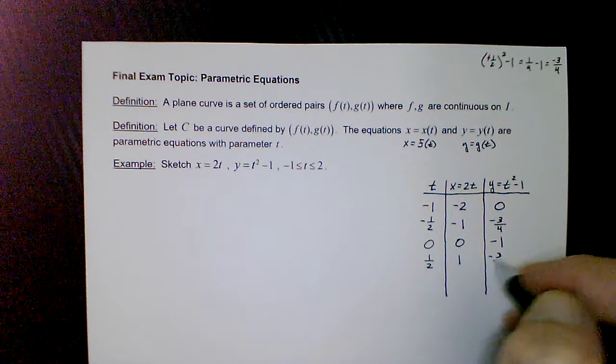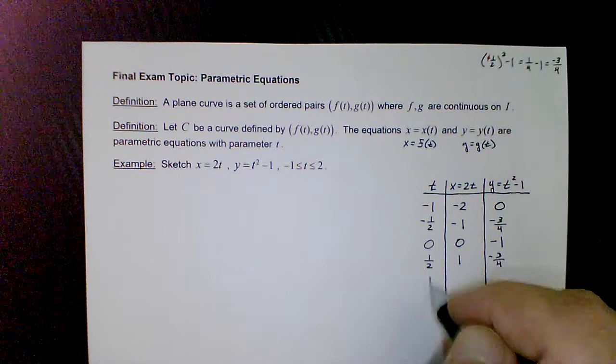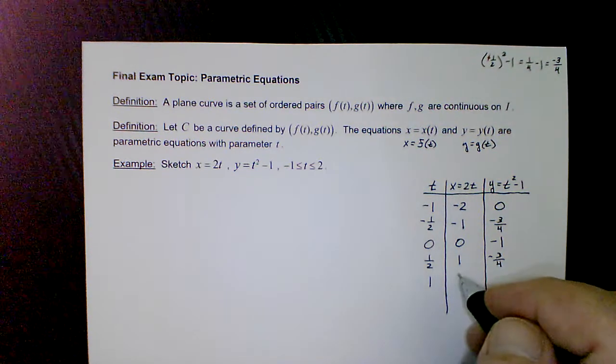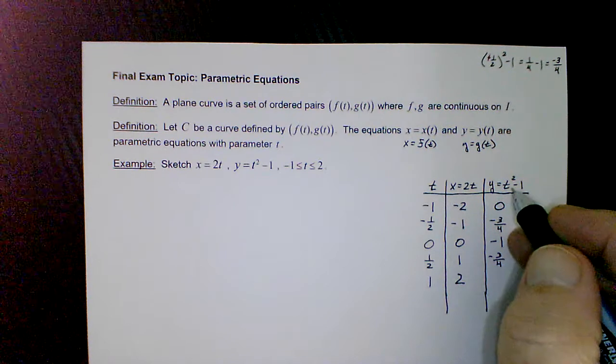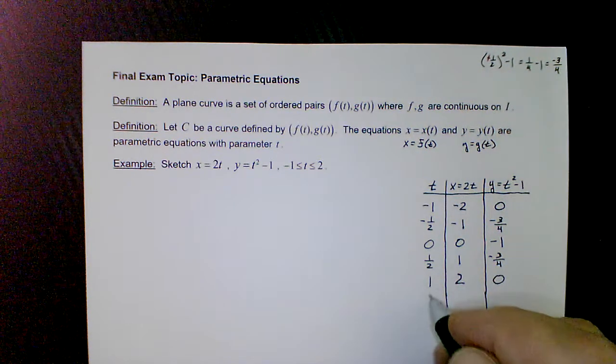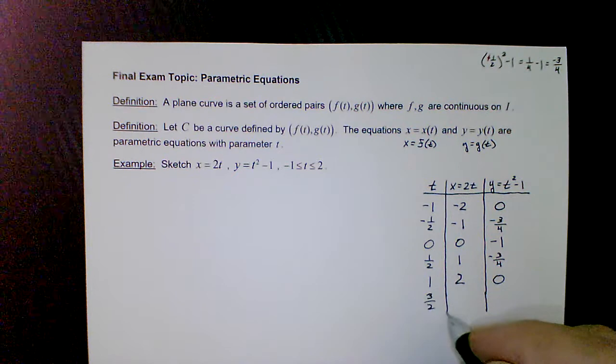Or negative 3/4. Okay, let's go to 1. When t is 1, x is 2 times 1, or 2. And when t is 1, 1 squared minus 1 is 0. I'll go to 3/2.